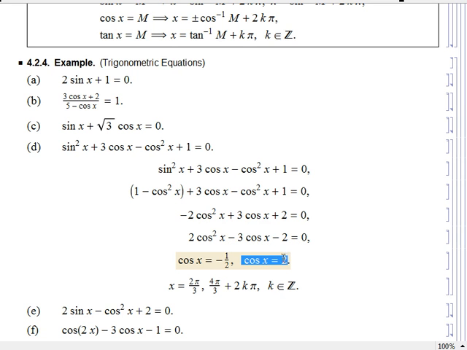So you can always come back to this one and then find out a couple of values. 2 pi over 3 and 4 pi over 3, or 2 pi over 3 and -2 pi over 3, the equivalent, and then plus 2k pi, and then we can cover everything. 4 pi over 3 will be covered by -2 pi over 3 plus 2 pi, so 2k pi will cover everything.